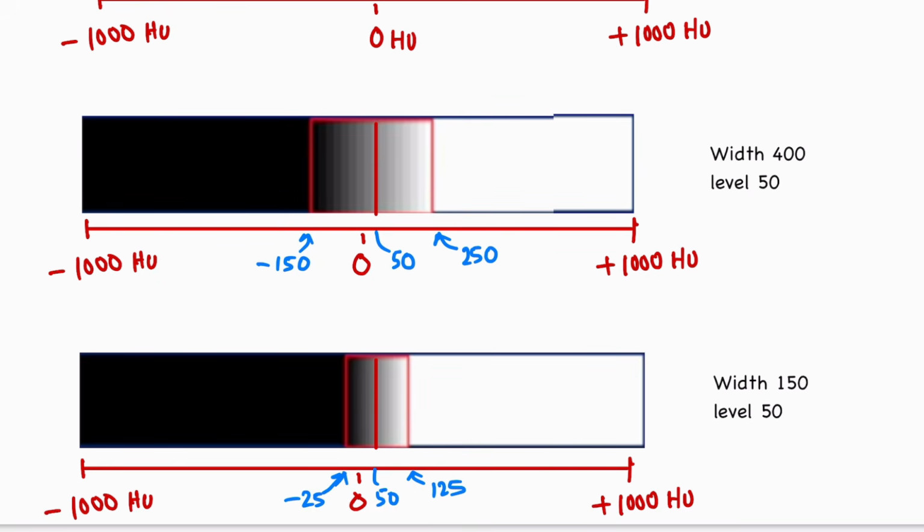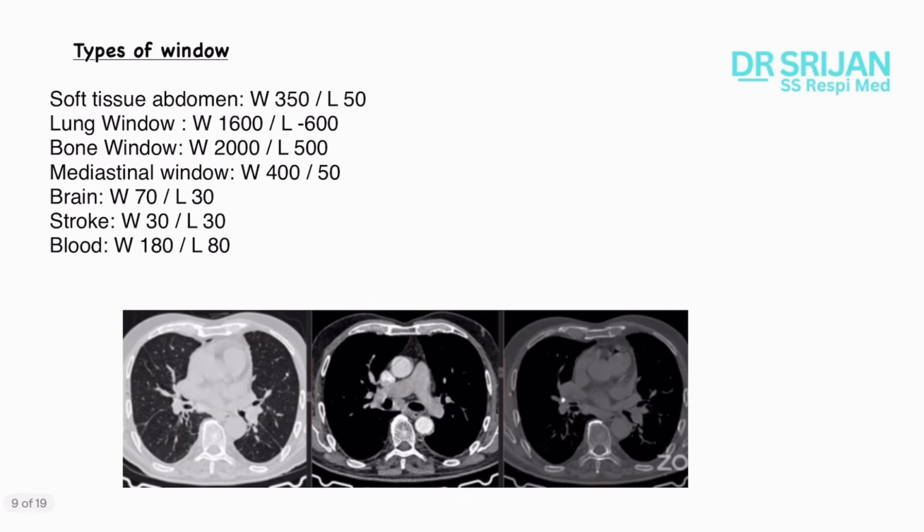Now there are a few standardized windows I'm going to talk about. If we want to see the soft tissue of the abdomen in a better way, the window width should be around 350 and the level should be around 50. We, being pulmonologists, use the lung window, where the window width is around 1600 and it is leveled at minus 600. This means that it is centered at minus 600, and I will be dividing 1600 into two parts, 800 to the left, 800 to the right.